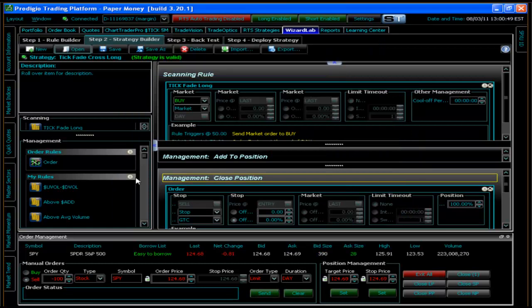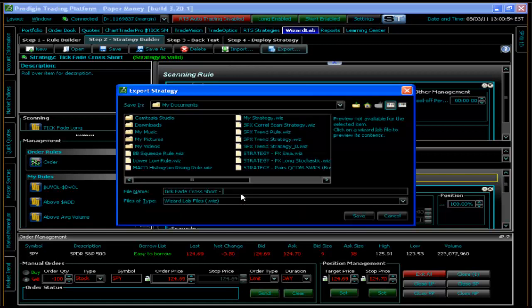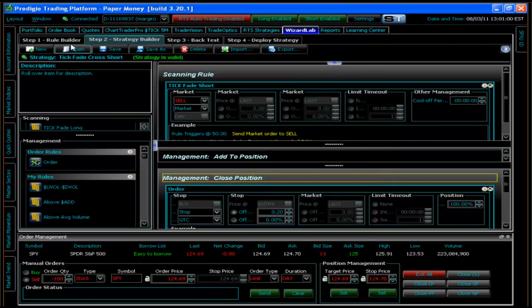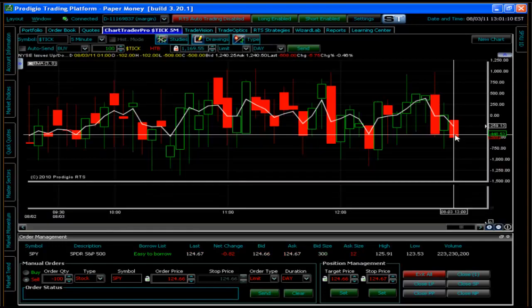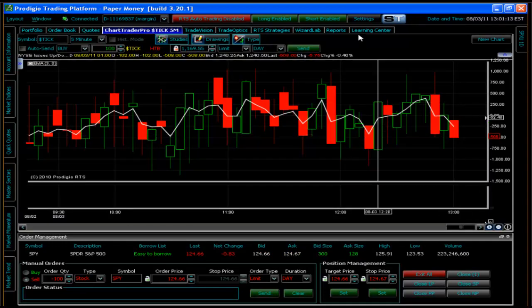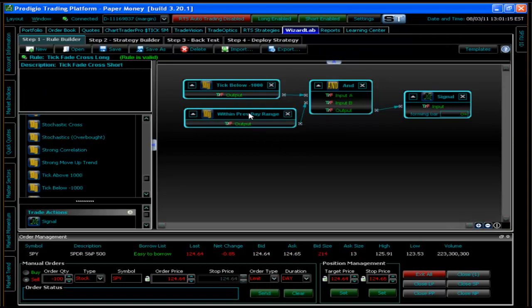Exported, and then I'm going to open up tick fade cross short, call this strategy, and I'm going to post these up on the Prodigio RTS blog so that you can import these. Now I'm not going to export this because I'm going to kind of break this. I want to maybe see some signals, and I'm probably also not going to see signals because, well, you never know. It's at negative 259 right now. We'll see. I'm going to take this out.